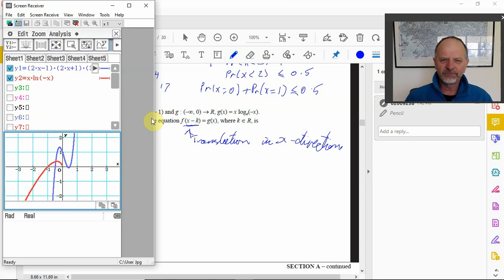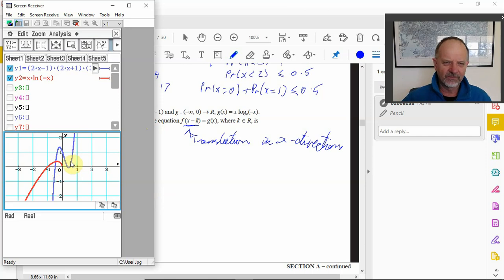There they are. So remember the blue one's f, and we wanted the maximum number of solutions where f of x minus k is equal to g of x. So where the two are equal, they're points of intersection. So we're looking for the maximum number of intersections. Well, at the moment there's one, but if I took this blue one and I shifted it to the left here, I could shift it far enough so that there would be 1, 2, 3 intersections.